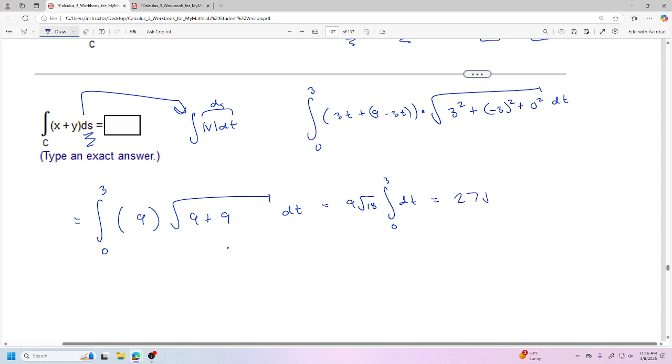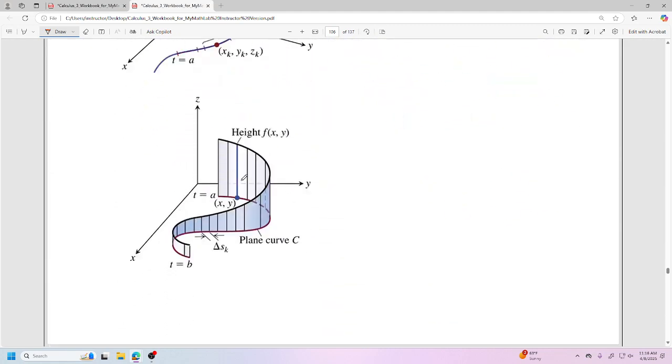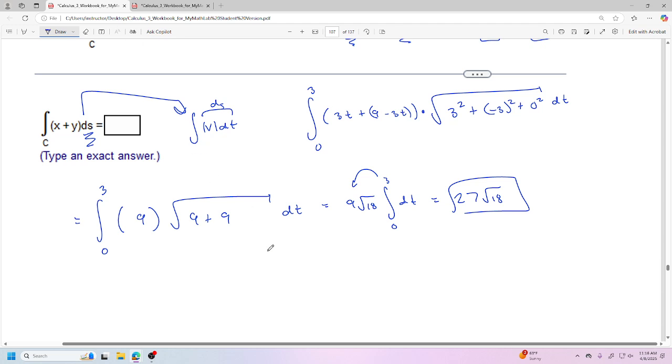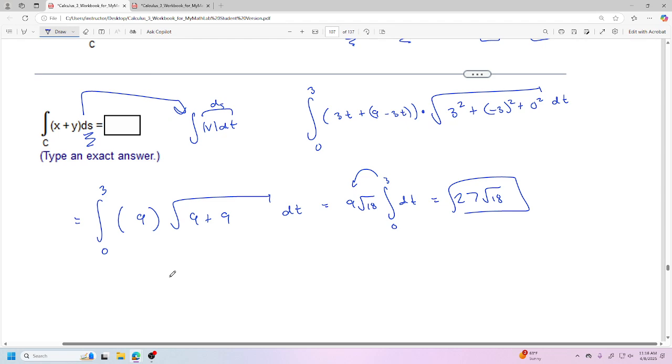Very good. 27 square root of 18. You got it. You just multiply by the 3. So let's flash the answer because I did not do it. I did not expect us to get this far. 81 over square root 2. What? Oh, yeah, because you can factor out a 9 from the 18.